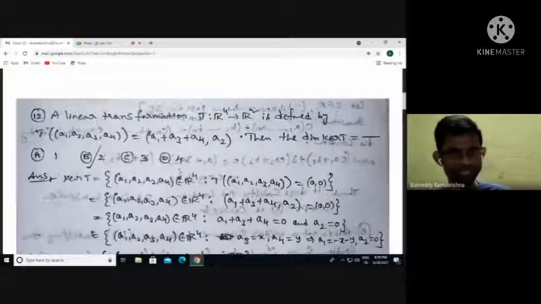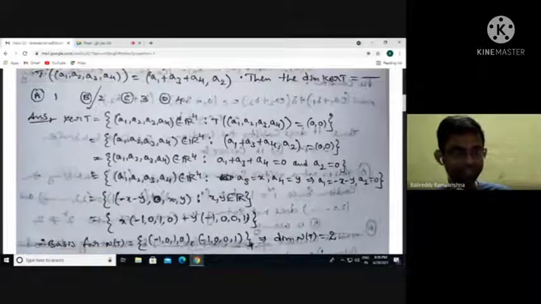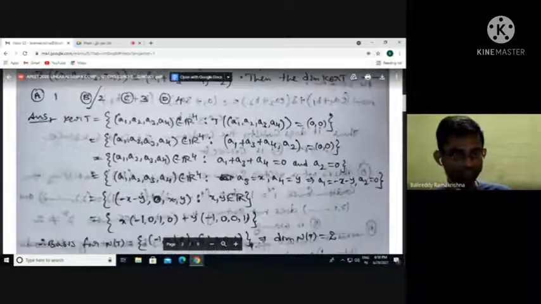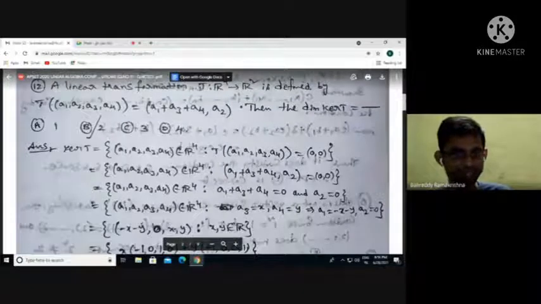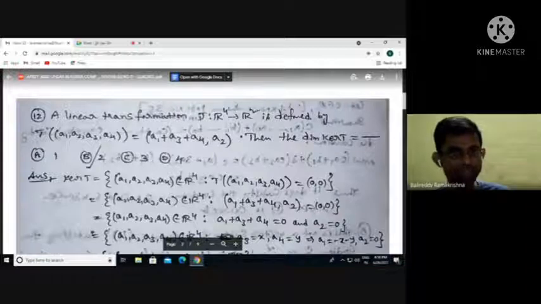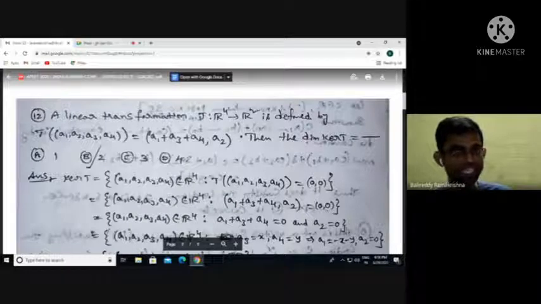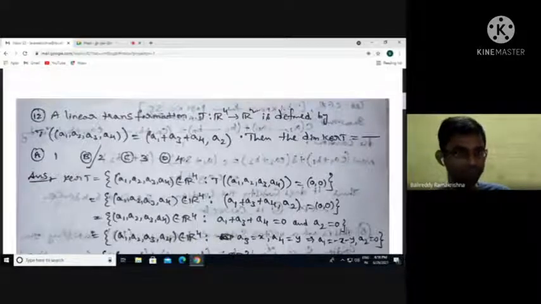And here the question is to find the dimension of kernel T. Dimension of kernel T means we have to find the basis for the kernel of T. The number of elements in the basis of the kernel of T is known as the dimension of kernel T. Nullity of T. Kernel T is nothing but nullity of T. So by using the definition of kernel, and here the given transformation T is a mapping from R power 4 to R square, a linear transformation which is defined to be T of a1, a2, a3, a4 is equal to the ordered pair a1 plus a3 plus a4, comma a2.